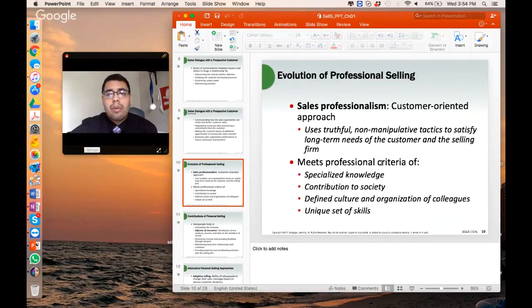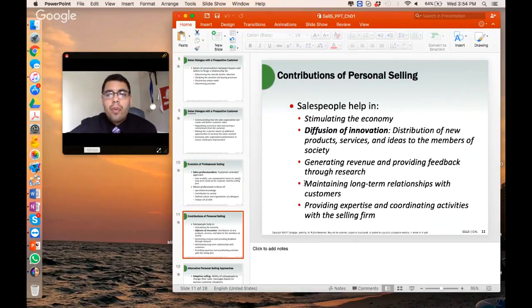In this case, the professional criteria is specialized knowledge, contribution to society, definition of culture, and unique set of skills. No longer trying to take someone's money. More than likely, you're helping them, giving them value. Realize the differences, guys. Salespeople help in stimulating the economy and diffusion of innovation, because you're talking to the customer, so you have an idea of what their needs are. Generating revenue and providing feedback through research, major research. Hey guys, this is not what these people wanted. They want something else. Maintaining long-term relationships with customers, yes, especially in oil sales.